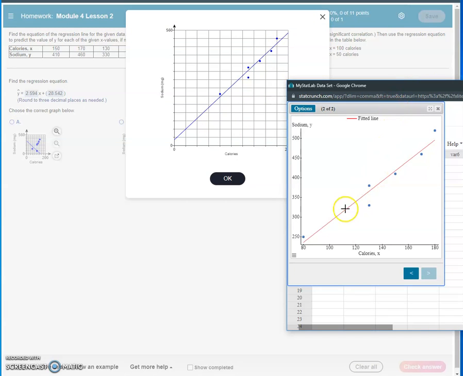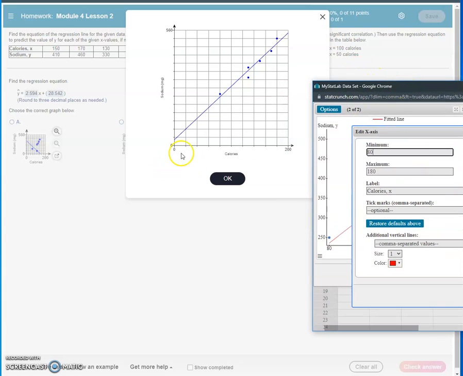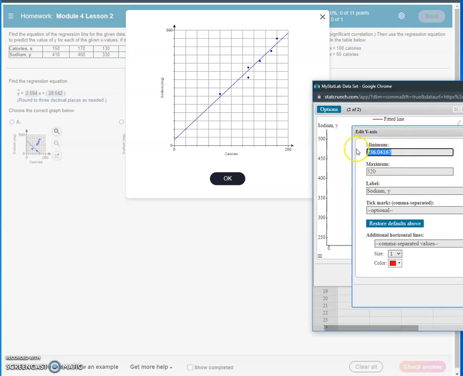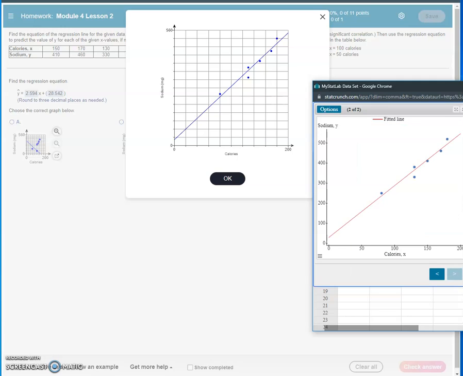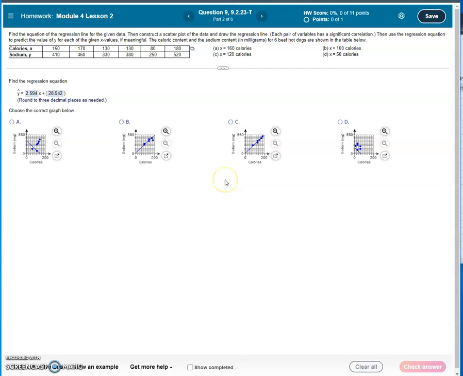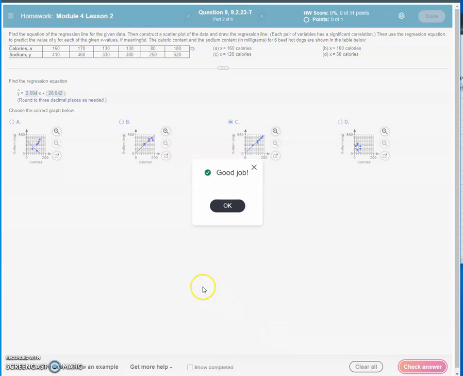And you can actually make your graph completely identical to that one by using these 3 lines. You would take the x-axis and make it go from 0 to 200, and then the y-axis goes from 0 to 560. And that's the identical graph there. You don't need to do that, but if you get confused on which graph it is, that might help you. But we determined it was this graph.